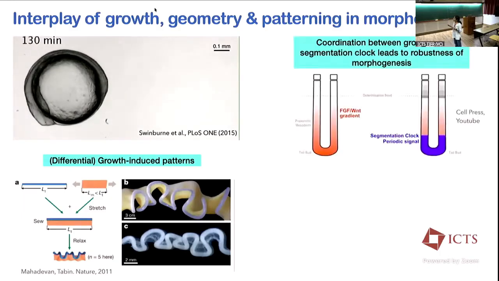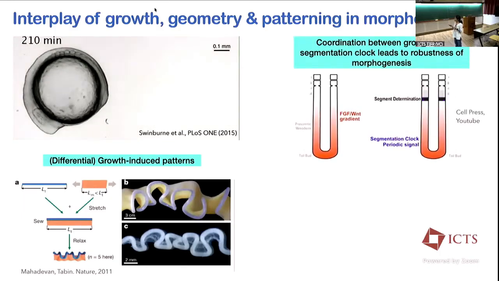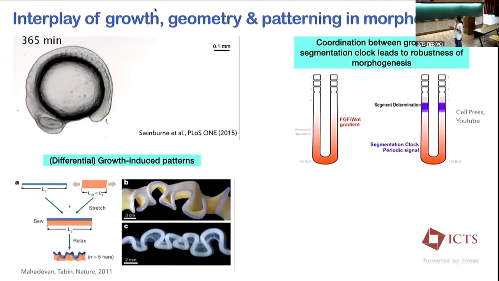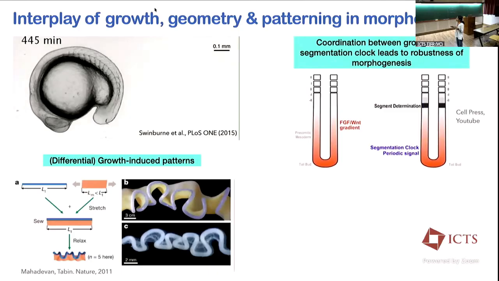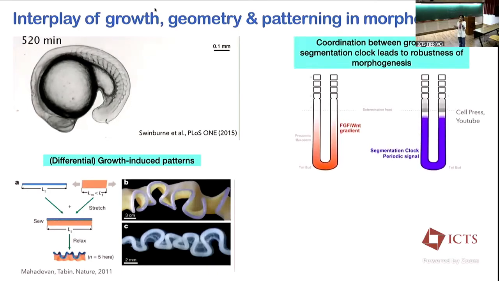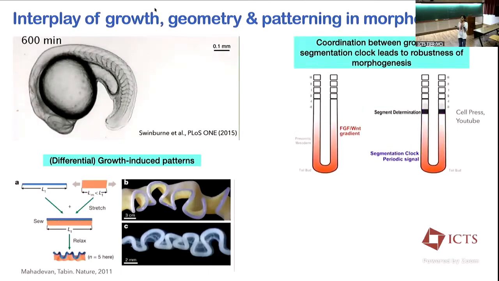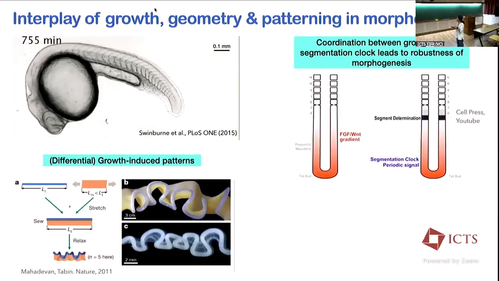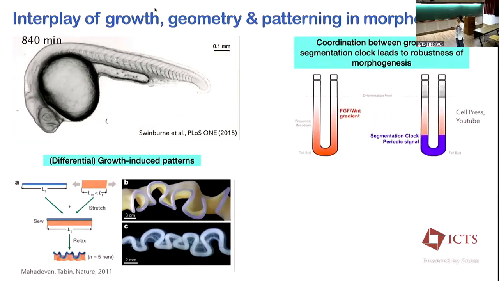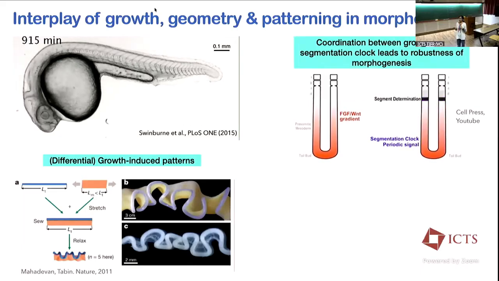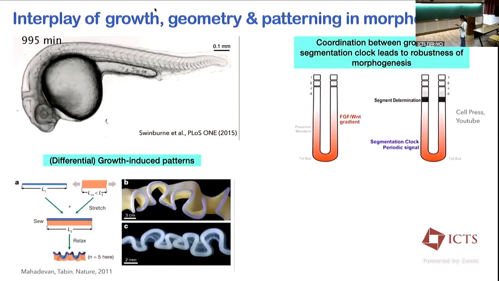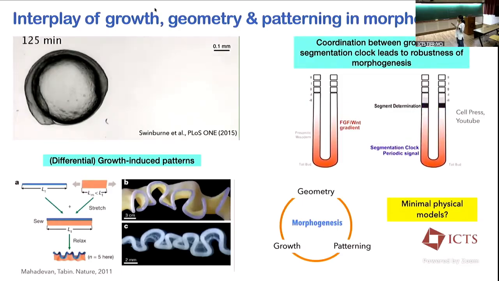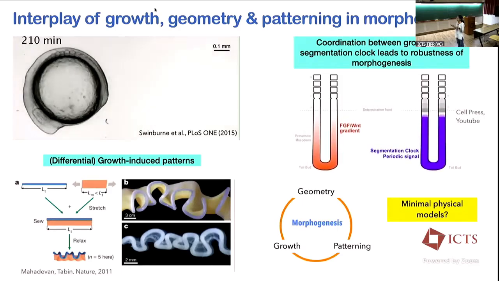Another example is during somite formation. Somites are these precursors of the skeletal fragments that come up later in this movie. The fact that they come up at the right location and are of the right size is because there is a tight coordination between growth in this region and gene expression waves coming from a clock. So this is the famous clock and wavefront model. So clearly it is important to write physical models that couple these phenomena and explore these couplings.